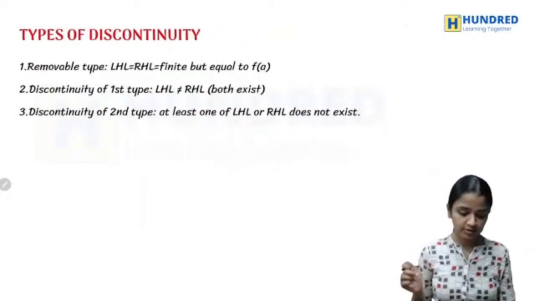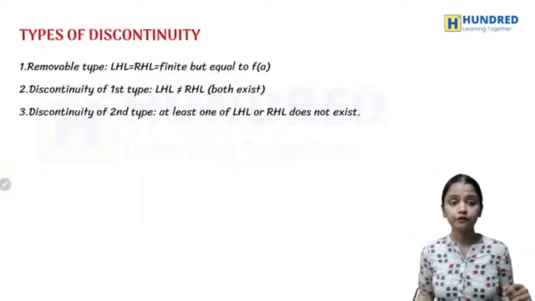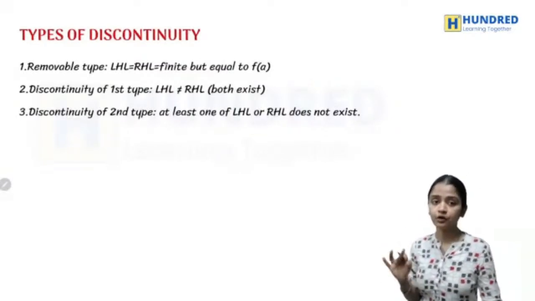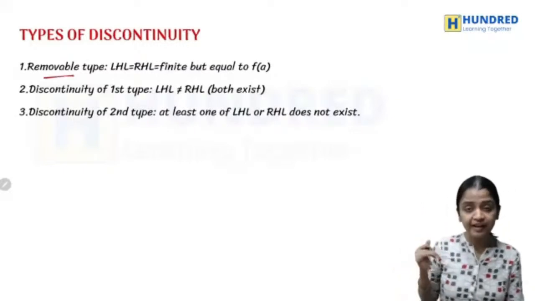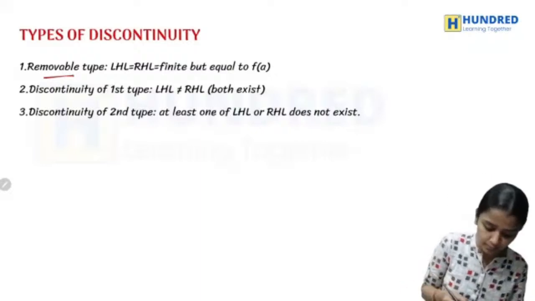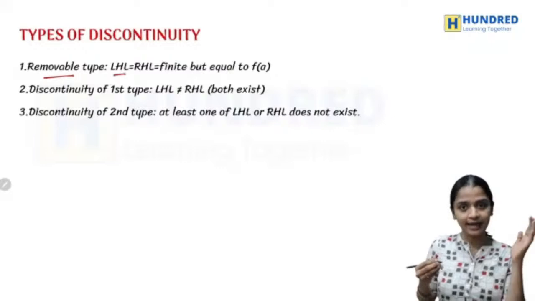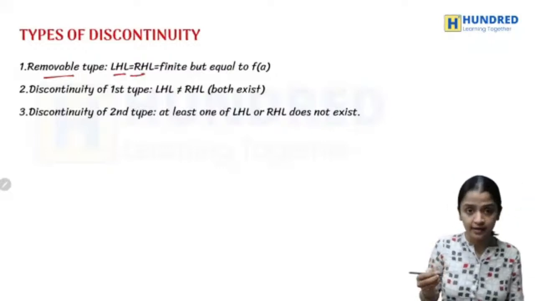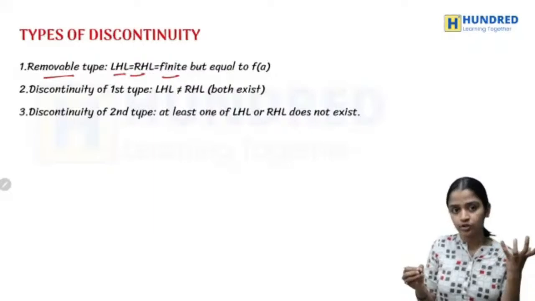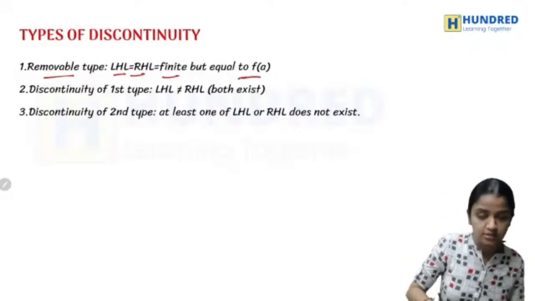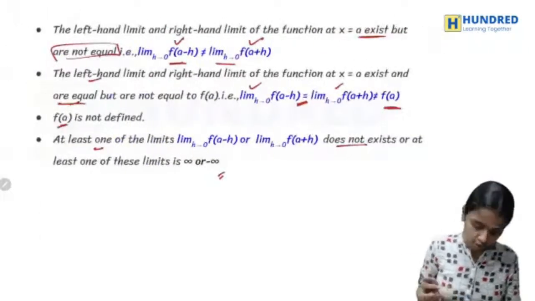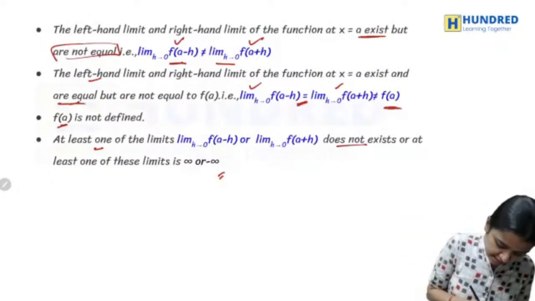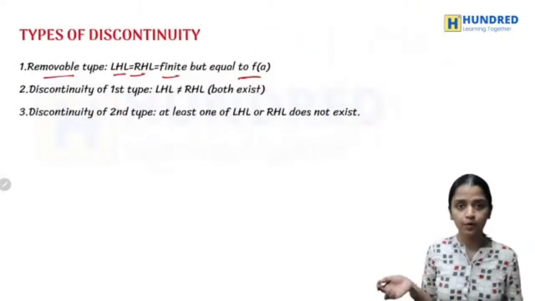Now let's go to the discontinuous functions. Types of discontinuity. There are three types of discontinuity. The first is removable discontinuity. What is removable discontinuity? It is when the right hand limit and left hand limit are finite. Finite means that both exist and they are equal, but it is not equal to f of a, then you say it is removable. So this is the removable type of discontinuity.